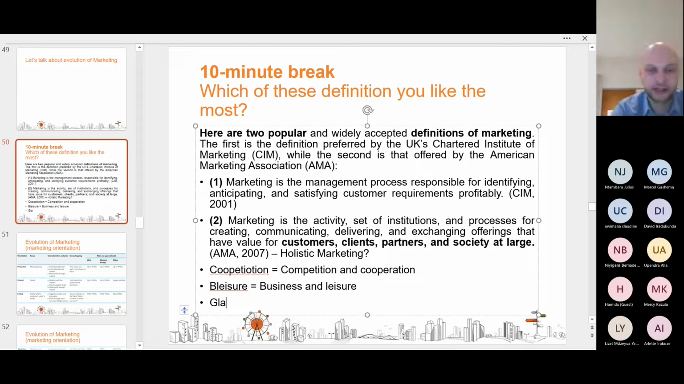And the last one is glamping. It's camping plus glamour. That's the case when you stay at a camping site that has nice infrastructure, so you can be united with nature, being surrounded by well-organized infrastructure.